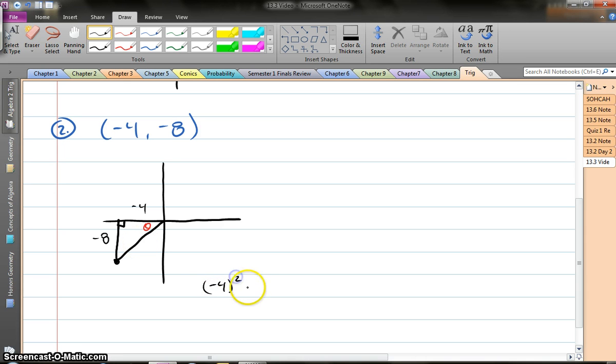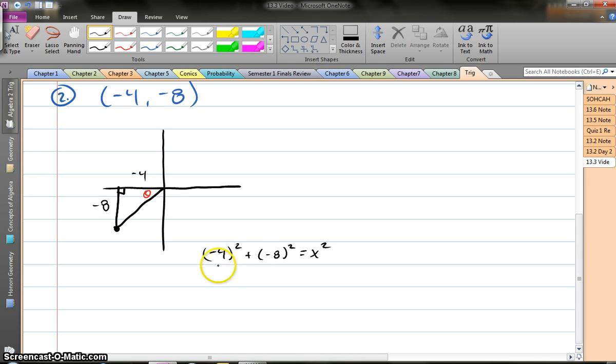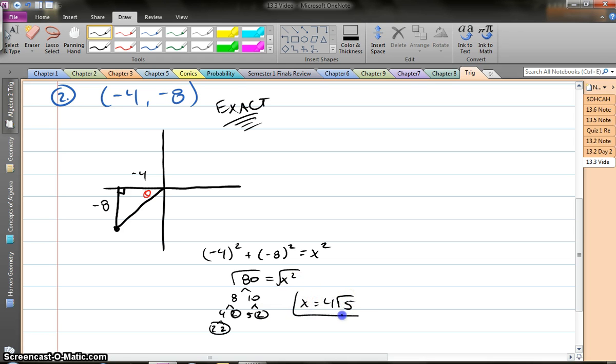So -4 squared plus -8 squared equals h squared for hypotenuse, or x squared, whatever you choose to use. So 16 plus 64 is 80. Square root of 80. Break it down because we want exact answers. Exact means no decimals. So we have 4 and 2, 5 and 2, 2 and 2. I have a pair of 2's here, a pair of 2's here. So 4 root 5 is my hypotenuse.